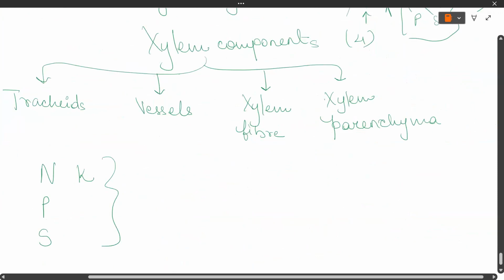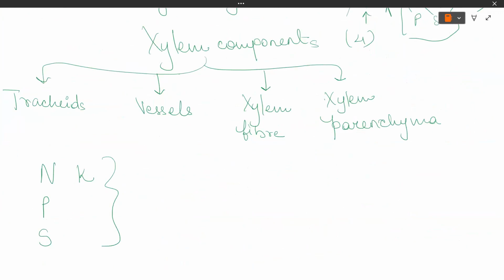Do you people have any doubts up till now? Ma'am, are there any other functions of these four that they perform? Of what? Xylem and phloem? No, ma'am, the types. Oh, the types.